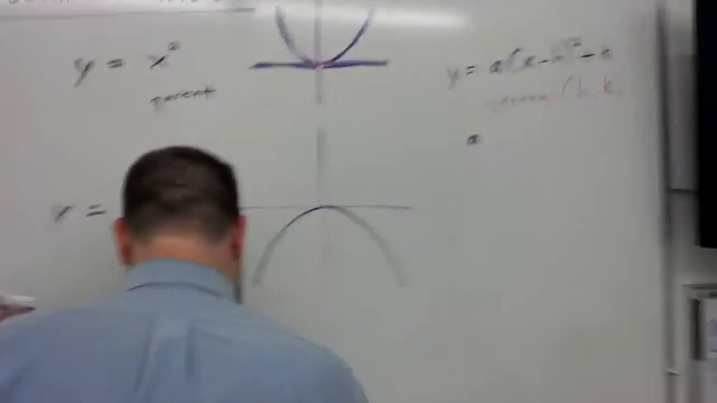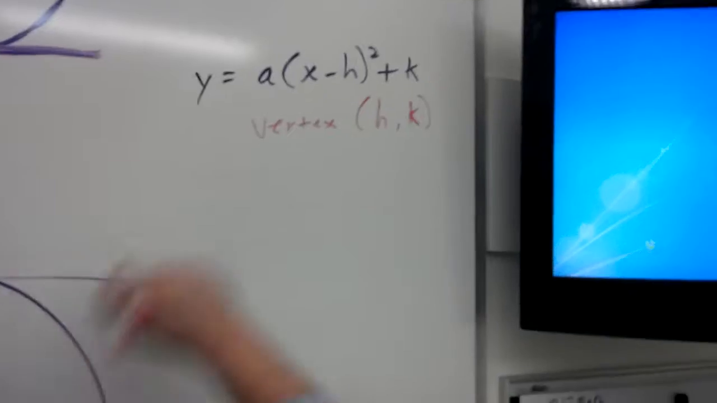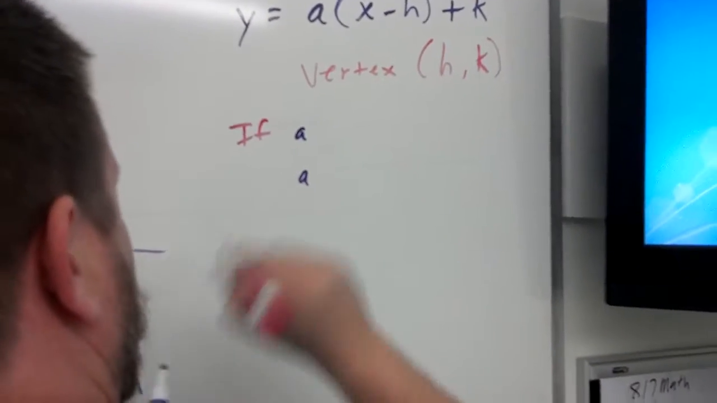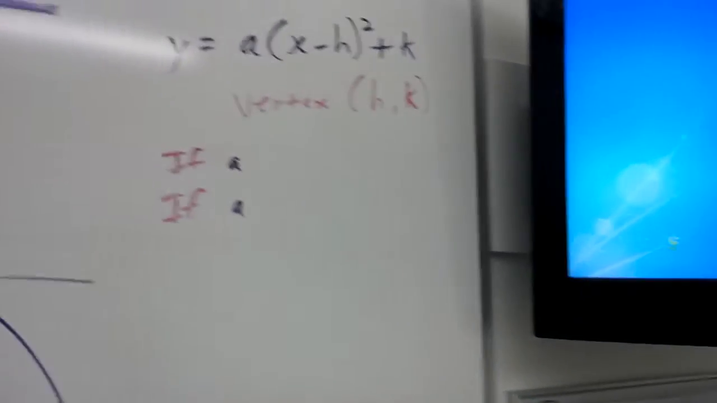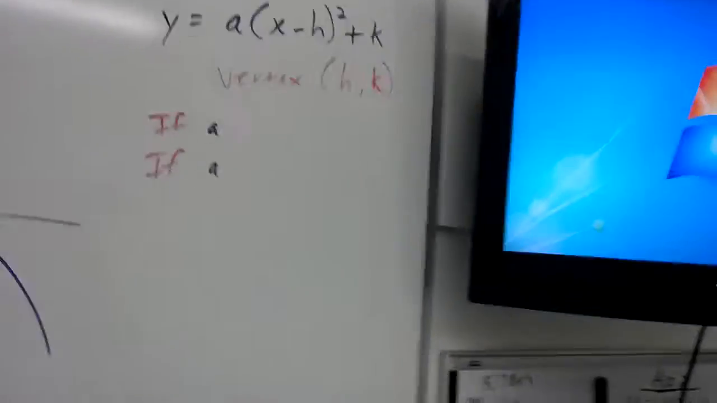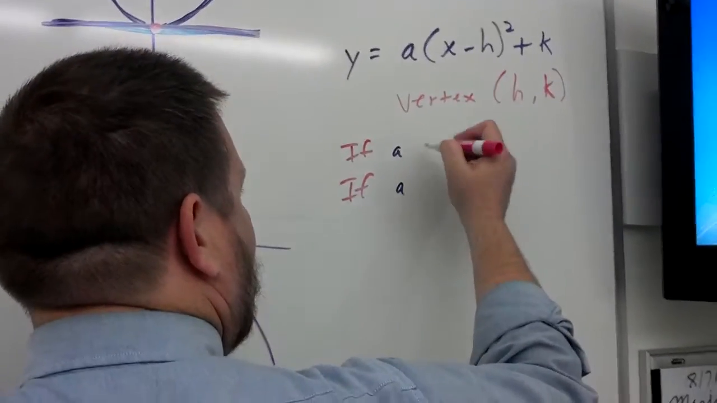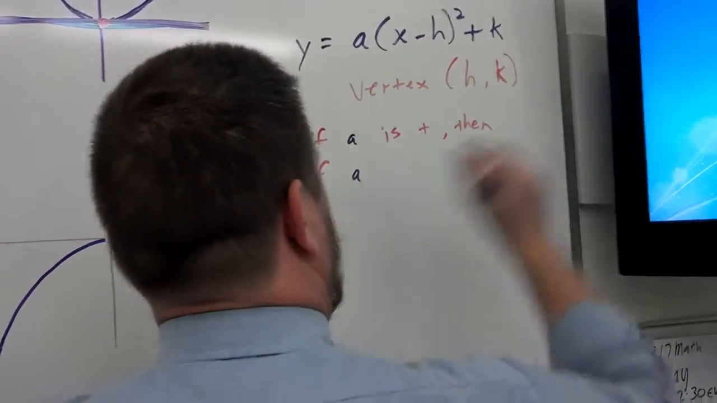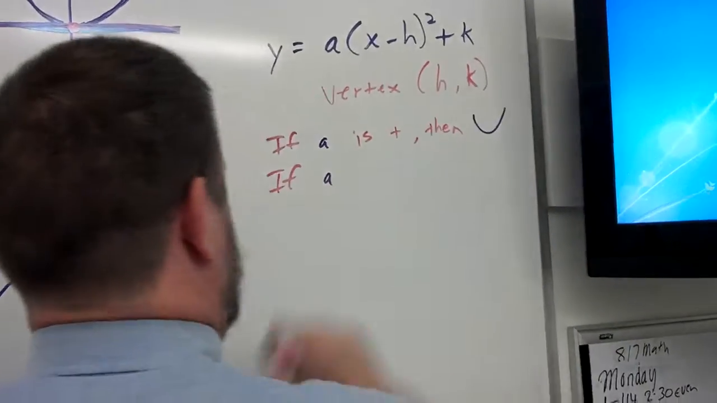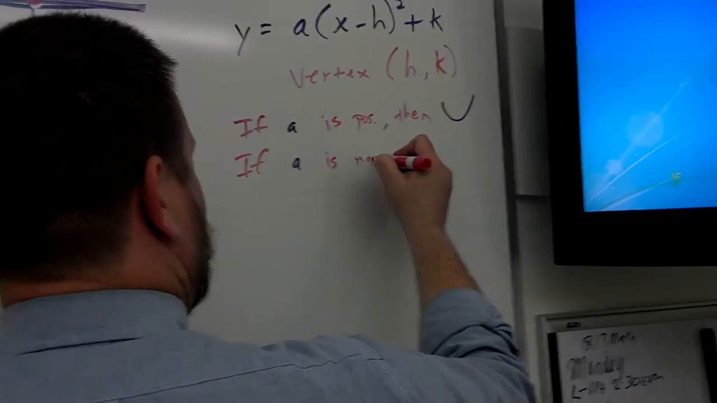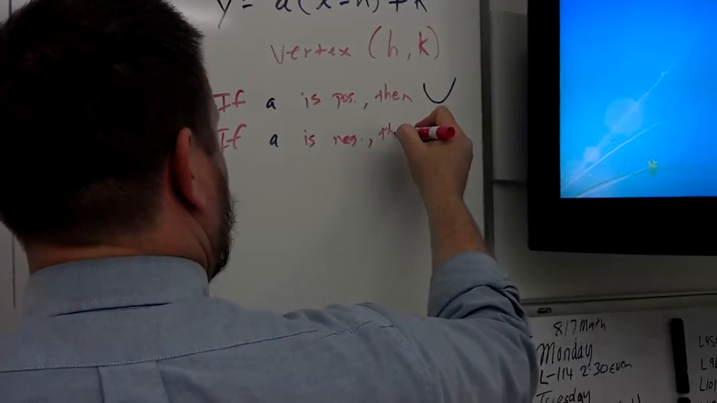What you need to know about a is: is the vertex only where it reaches the lowest point, or is it lowest and highest? Well, it depends. If the parabola opens up, then the vertex is the lowest point. If the parabola opens down, then the vertex is the highest point. If a is positive, then the parabola opens up. If a is negative, then the parabola opens down.